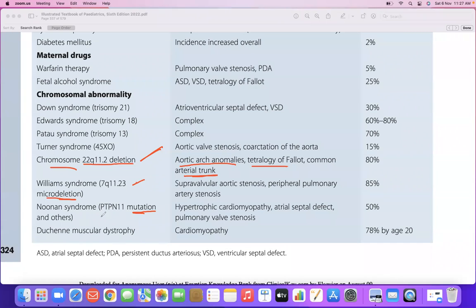And for the mutation, Noonan syndrome, PTPN11 mutation. Again, you will have what? Hypertrophic cardiomyopathy, atrial septal defect, and pulmonary valve stenosis. Then Duchenne's muscular dystrophy, you can see cardiomyopathy.